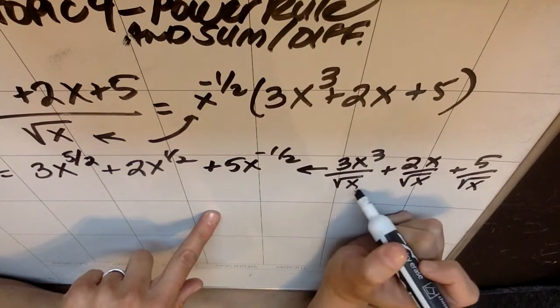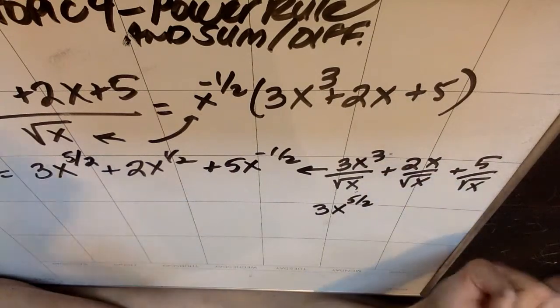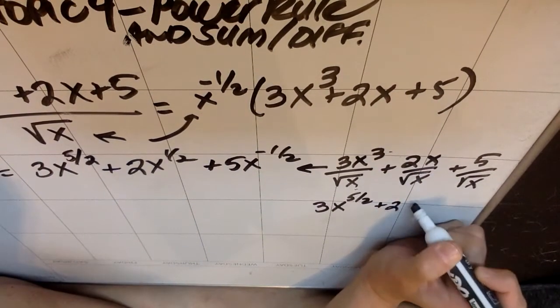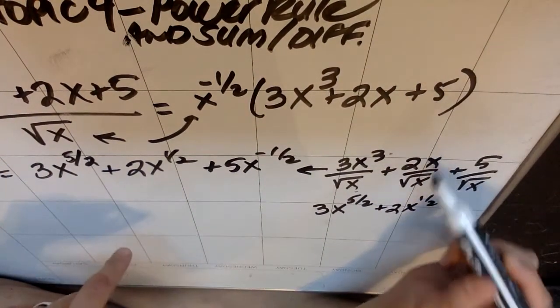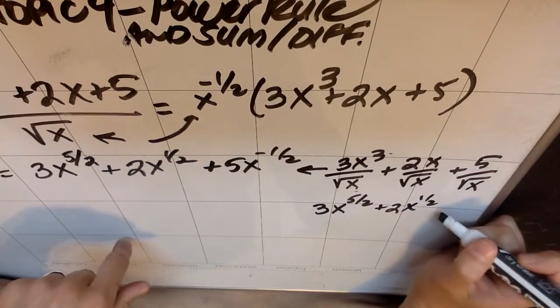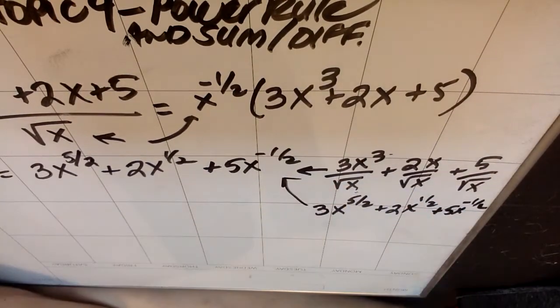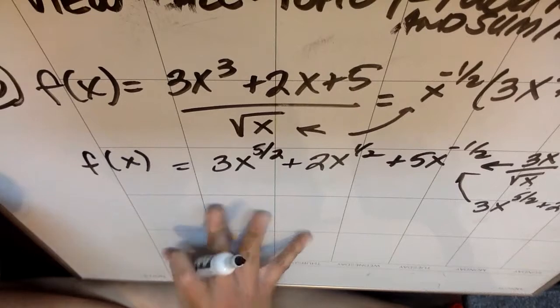Remember that these are 1/2 on the bottom, so this would be a 3x to the 5/2 because it would be 6/2 minus the 1/2 power, plus a 2x to the 1/2 because it would be an x to the first minus a 1/2, and then plus this 5x to the negative 1/2. So you see, it gets you to the same spot. Either way, you're here before you differentiate.